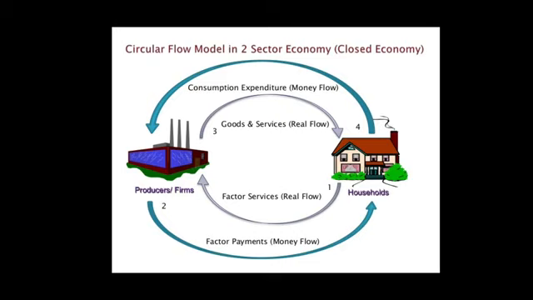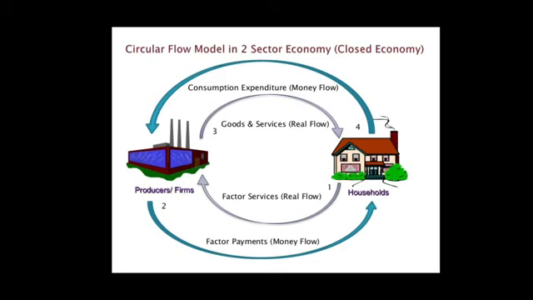Before explaining this diagram, let me first explain to you the two main aspects of the circular flow of income, which are the real flow and money flow. Students, real flow refers to the flow of actual goods and services and factor services across different sectors of the economy, while money flow refers to the flow of money in the form of factor payments and payments for goods and services across different sectors of the economy.